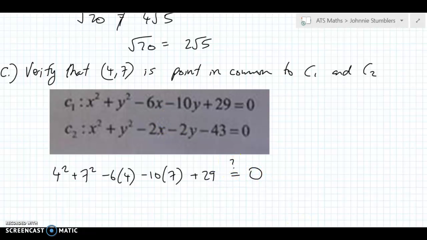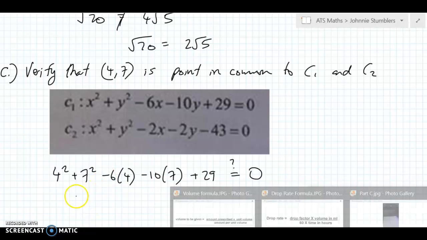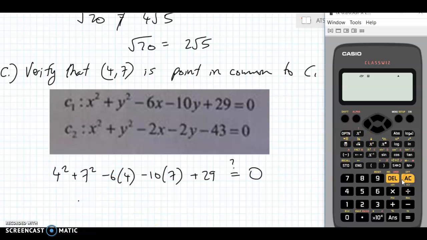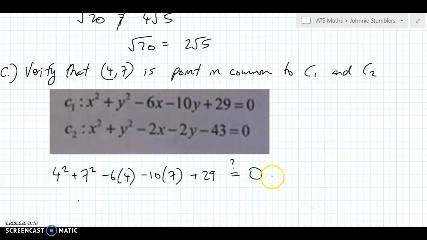Does that equal 0? I'll just go to the calculator there. So 4 squared plus 7 squared minus 24 minus 70 plus 29. What does that equal? It does equal 0, right? Yes. So (4, 7) is an element, or is a member, or whatever, but is on C1.